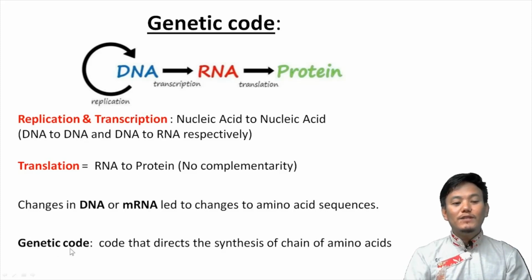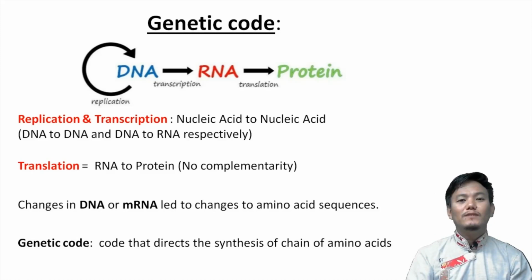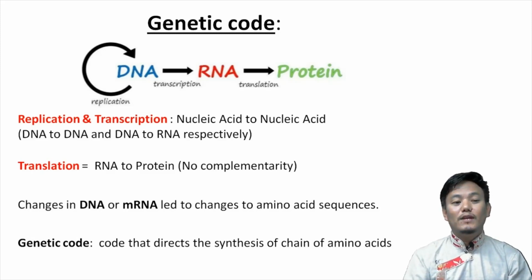To decipher the genetic code, scientists from various disciplines, like physicists, chemists, biochemists, geneticists, and organic chemists, many of these scientists came together and tried to figure out the genetic code.